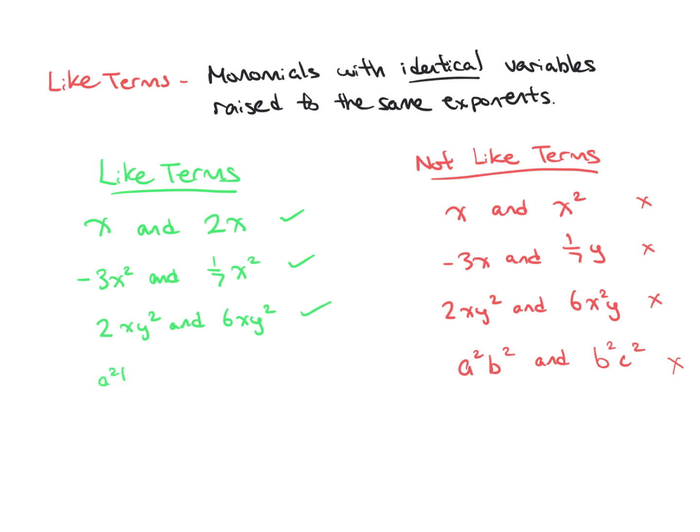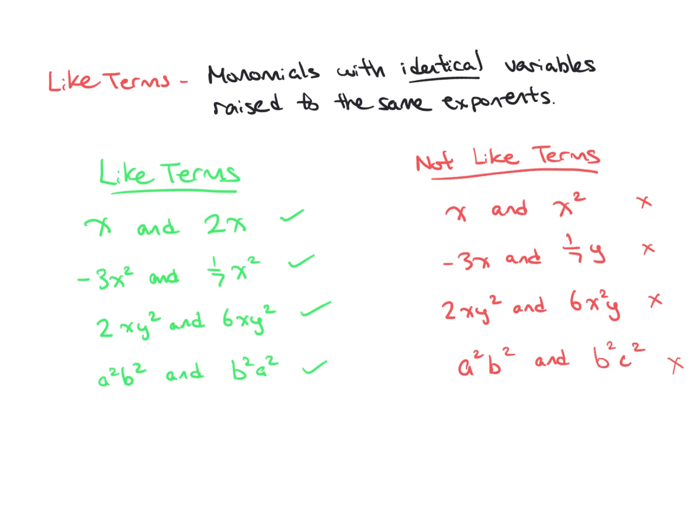A squared b squared, and let's say b squared a squared. Actually, that does count as like terms. Both of them have an a, both of them have a b, and they have identical exponents too, squared on every letter. So it doesn't matter what order you write the variables you multiply. The rule is just identical variables raised to the same exponents. Okay, so that's what's like terms and what's not like terms.